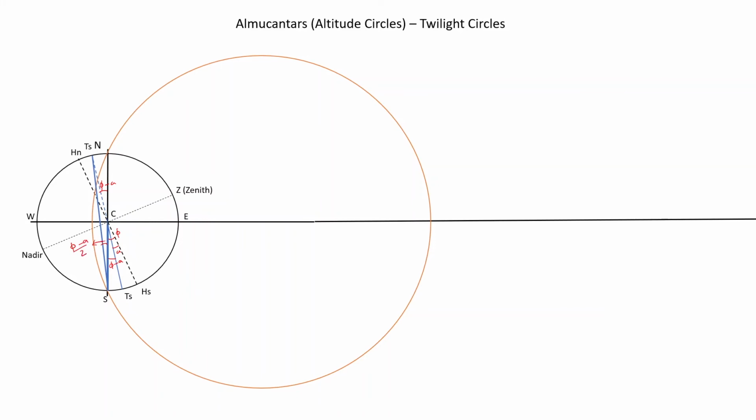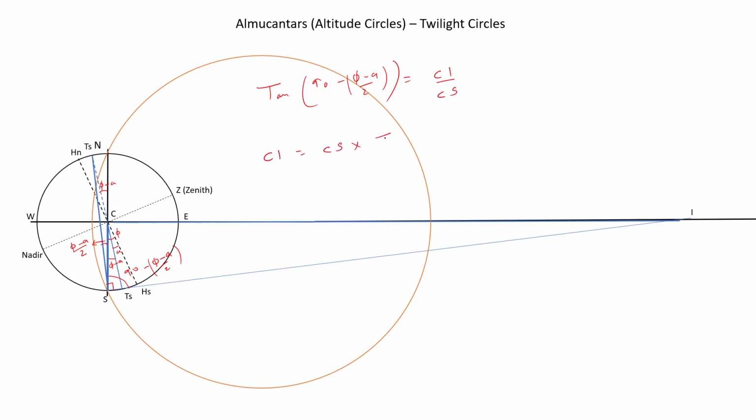Draw a line segment from the point S passing through the point TS to the equatorial line at point I. The angle TSSI is right angled. Therefore the angle CSI is 90 minus (phi minus A) by 2. Now in the right angle triangle SCI, tan(90 minus (phi minus A) by 2) is equal to CI upon CS. Rearranging the formula, CI is equal to CS into tan(90 minus (phi minus A) by 2).